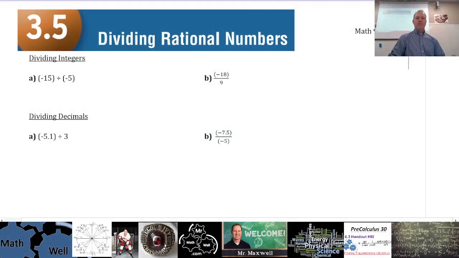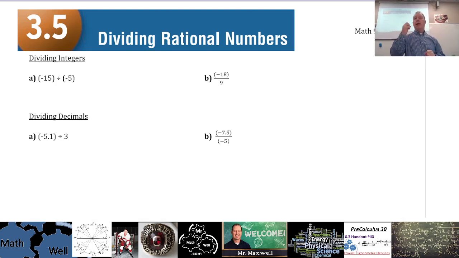Okay, 3.5, dividing rational numbers. So multiplying and dividing are very, very similar. Just like multiplying regular numbers, when we multiply a negative times a negative, what's the answer there? Who remembers from last lesson? Yeah, the answer is a positive value.